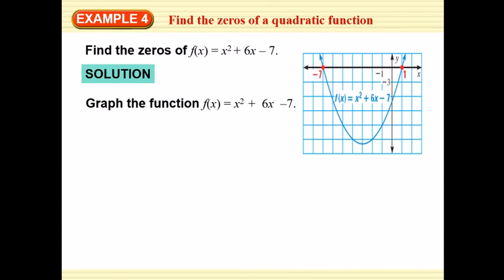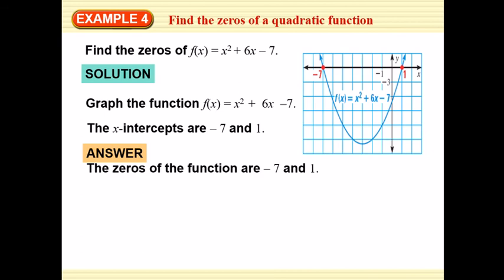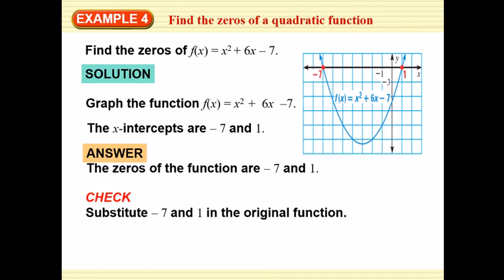So the way that they go about it is they graph it, and then they see where it crosses the x-axis, which would be at negative 7 and 1. So the x-intercepts are negative 7 and 1, which means the zeros, or the solutions, of the function are negative 7 and 1. And you can always check by substituting negative 7 and 1 into the original equation. So f of negative 7 comes out to 0, so that one works. And f of 1 comes out to 0, so that one works as well.